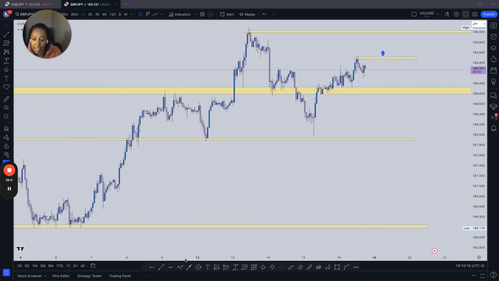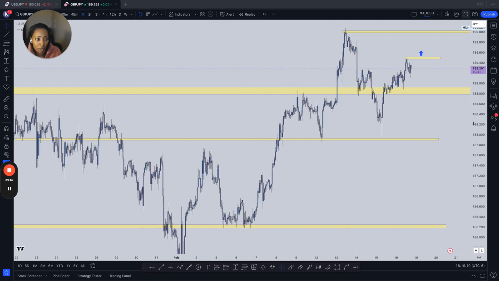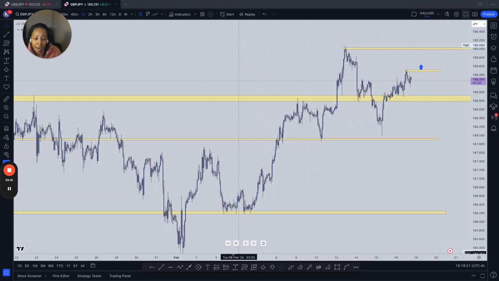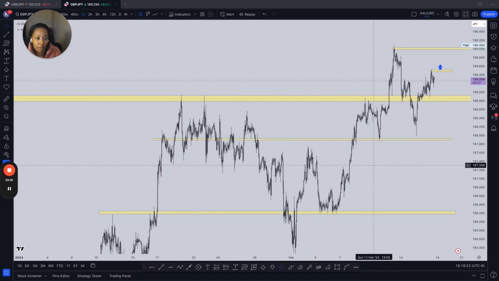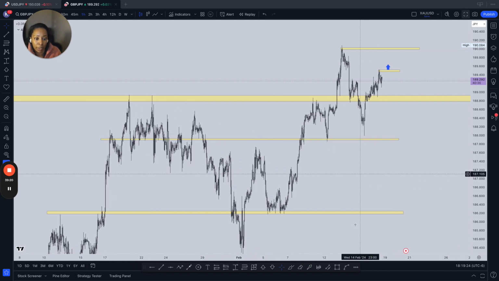So looking at this H1 chart, the only way I would be interested in selling is if price broke below here. So let me mark it off. So right there. Pretty much if price broke below this level right here at 187.905, broke and closed. I like candle closure confirmations just because it's a lot safer.